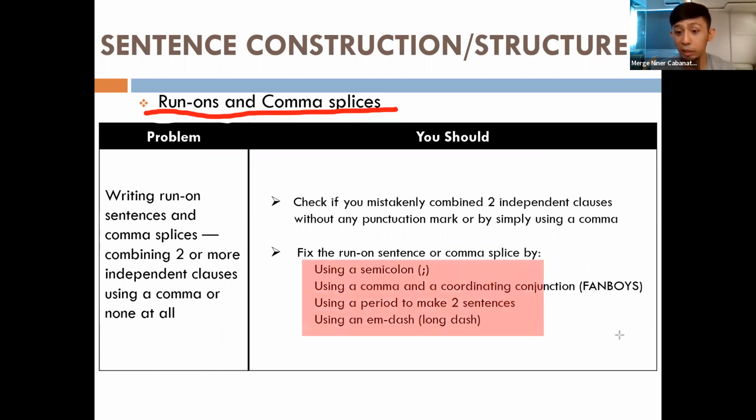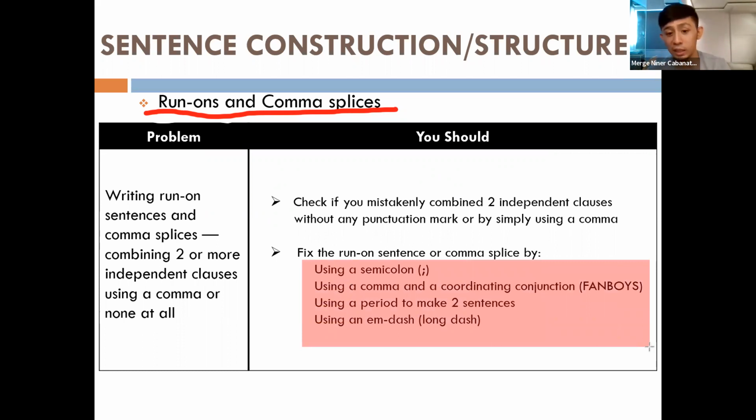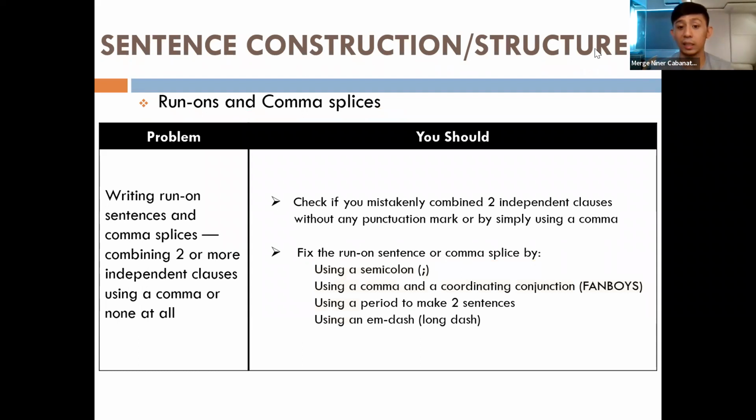Pwedeng semicolon, pwedeng gumamit ng coordinating conjunction, yung fanboys, pwedeng period to make 2 sentences, or pwedeng em dash. This one is what I don't recommend kasi masyado na itong formal eh. So no use of em dash. So pwedeng use a period, pwedeng kang gumamit ng subordinating conjunction, or pwedeng a comma, at saka maglagay ka ng coordinating conjunction na fanboys. Yung and, but, pwede mo siyang ilagay inside the sentence. Okay.